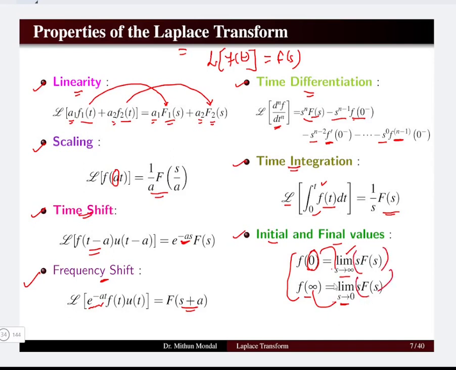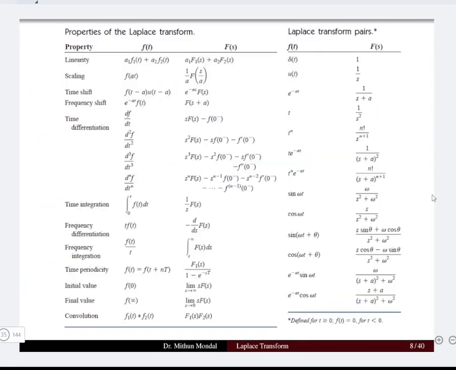So these are few important properties of the Laplace transform, and there are other properties also, like the properties of convolution, time periodicity, frequency integration, time integration, and the initial and final value properties we have already discussed. So these are the total properties that will be useful when we solve few problems where f of t will be given to us and we have to obtain F of s.